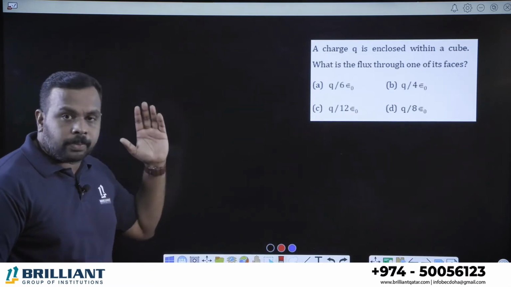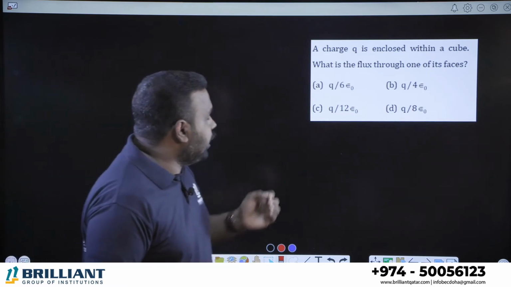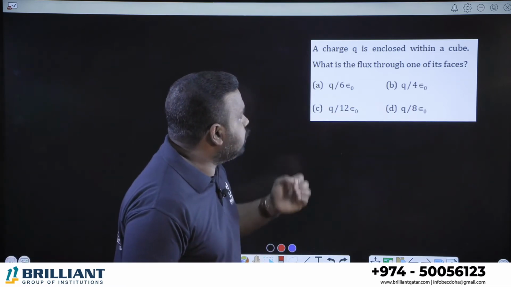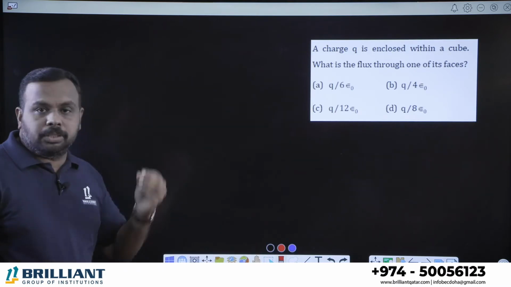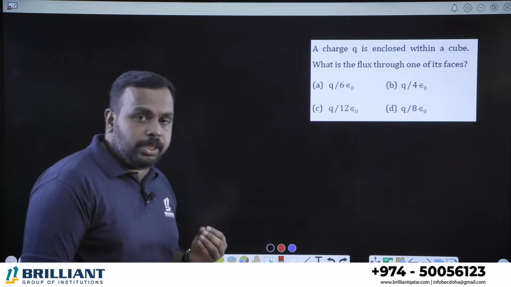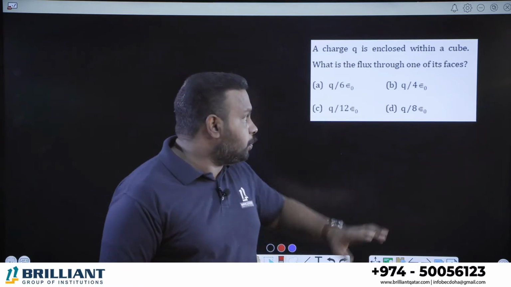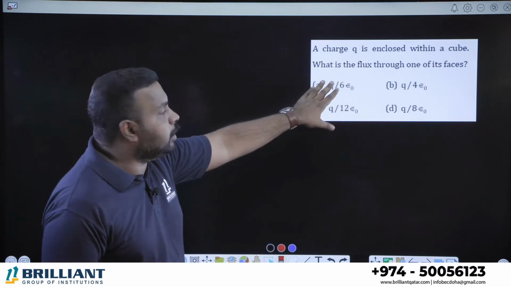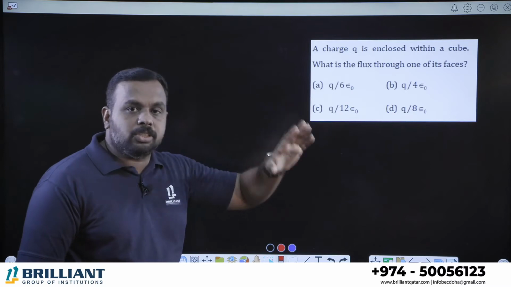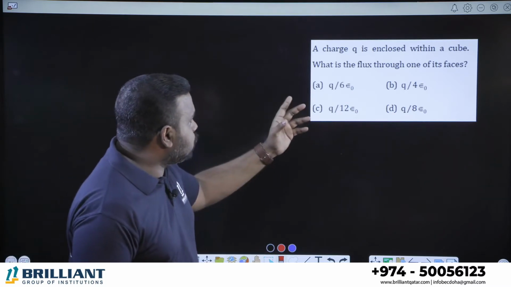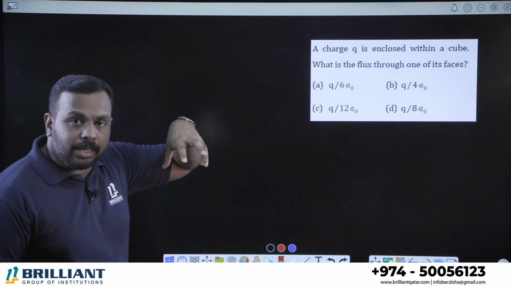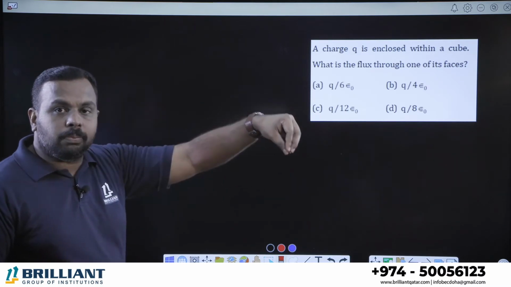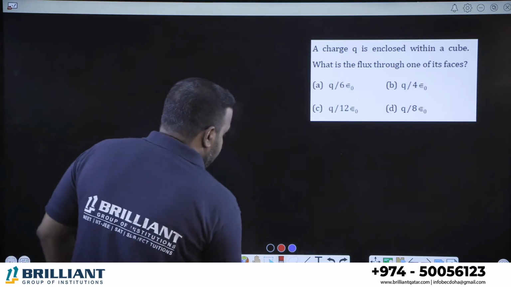Look at this. A charge Q is enclosed within a cube. What is the flux through one of its faces? Another important, repeating question, and from the question itself you can understand they're asking about the flux, and it is based on Gauss theorem. So let's check the question once again. A charge Q is enclosed within a cube. So inside a cube, we are going to place a charge Q. So let's take a cube.